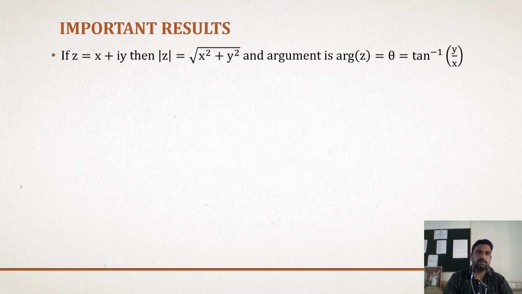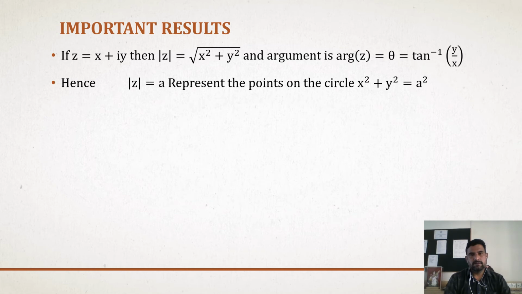If z equal to x plus iy, that is a complex number, then mod z is the magnitude, and that is mod z equal to square root of x square plus y square, and the argument is arg of z equal to theta, which is the notation of argument. And we find it by using the formula tan inverse of y upon x. Y is the imaginary part and x is the real part.